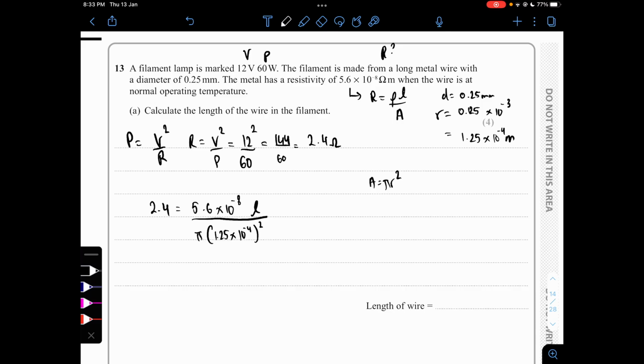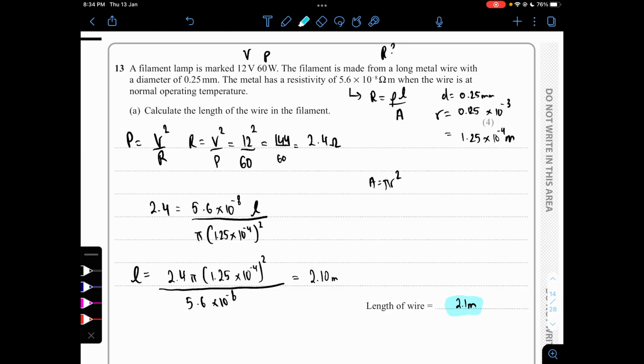Now we need to work out what L is, so let's just rearrange. So L equals 2.4 pi times 1.25 times 10 to the power of minus 4 whole squared, all over 5.6 times 10 to the power of minus 8. So let's put it in the calculator. That gives us 2.10 meter, which is the same thing as saying 2.1 meter. So this is our answer.